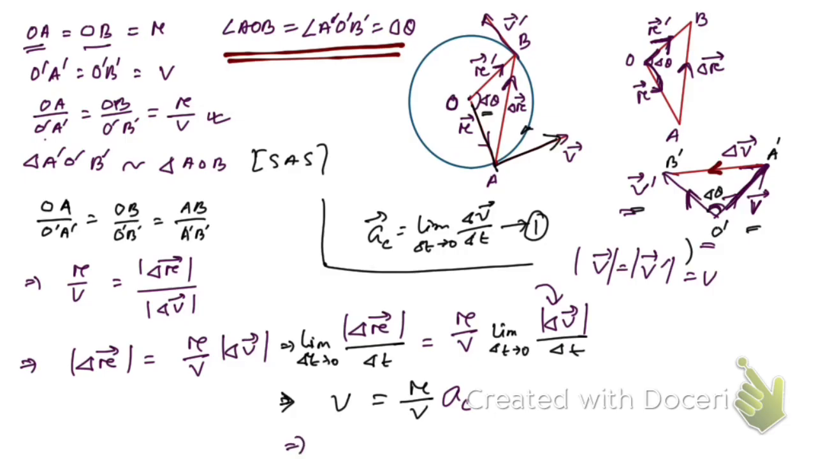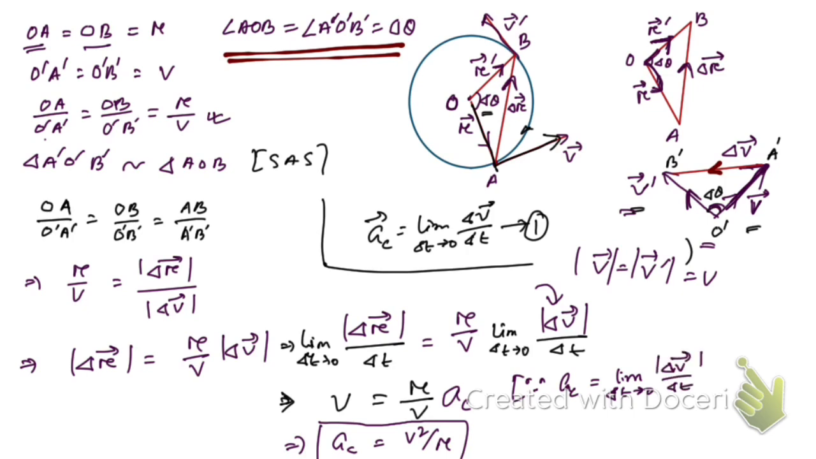And this implies AC is equal to v square by r, and this is the required expression for the acceleration of the particle which is in circular motion. Here you have to write, since AC is equal to limit del t tends to 0, mod of del v by del t, we have used this one here. Hope you have understood this. So this is the required relation. Now let me take the next question.